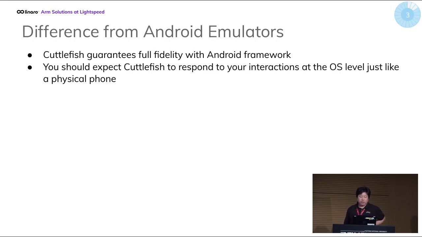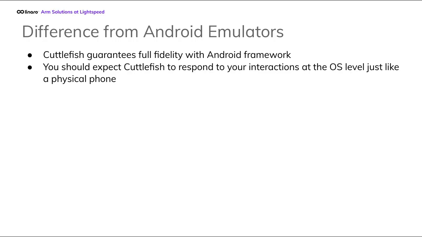And what's the difference from the Android emulators? Cuttlefish guarantees full fidelity with the Android framework. It responds to your interaction at the OS level, just like a physical phone. So basically, it emulates a physical phone. You can install your AOSP on it, or your customized AOSP on it. But this is all written on the official web pages.